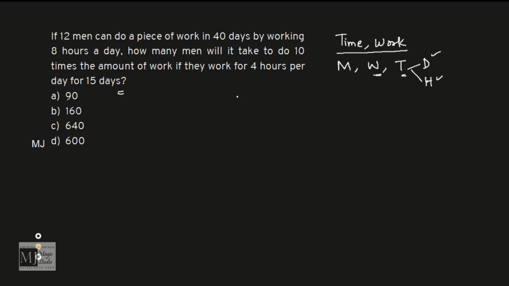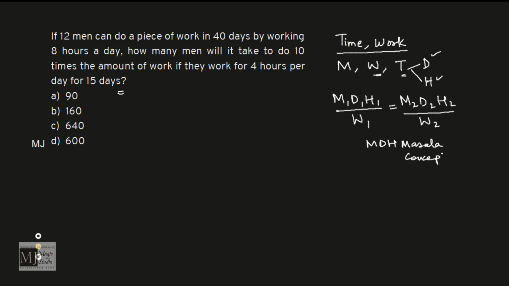Then we know that with the relationship these different variables have with each other, M1, D1, H1 by W1 is equal to M2, D2, H2 by W2. I famously call it the MDH masala concept in case of time and work. And this we should know as the basic concepts in time and work. This is the relationship among all the variables associated in case of time and work questions.